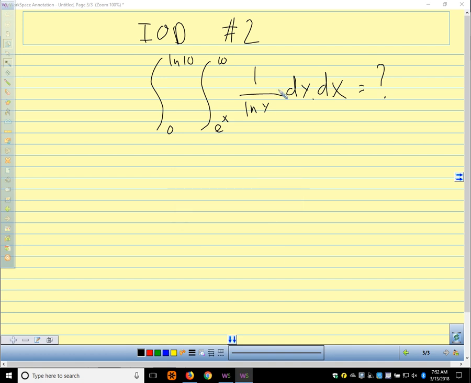Dylan. 1 over natural log y dy. So let's see if we can change the order. The thing is frozen.